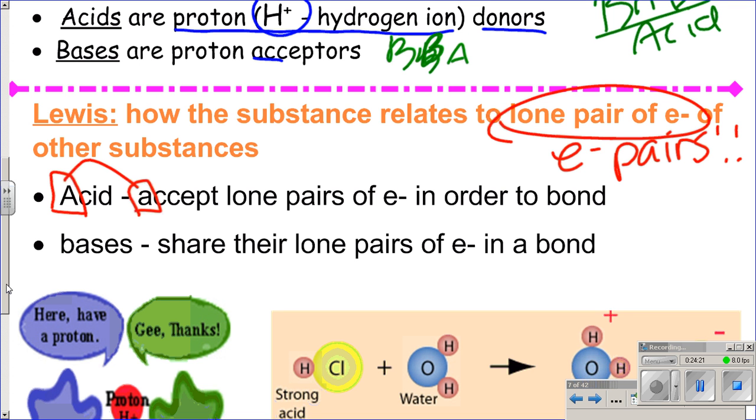So now these definitions should mean something more to you than just "what's a proton doing," or whatever that means, but something written down on paper. Okay? And I'll show you how these interact. I have some pictures and some actual chemical formulas for you.